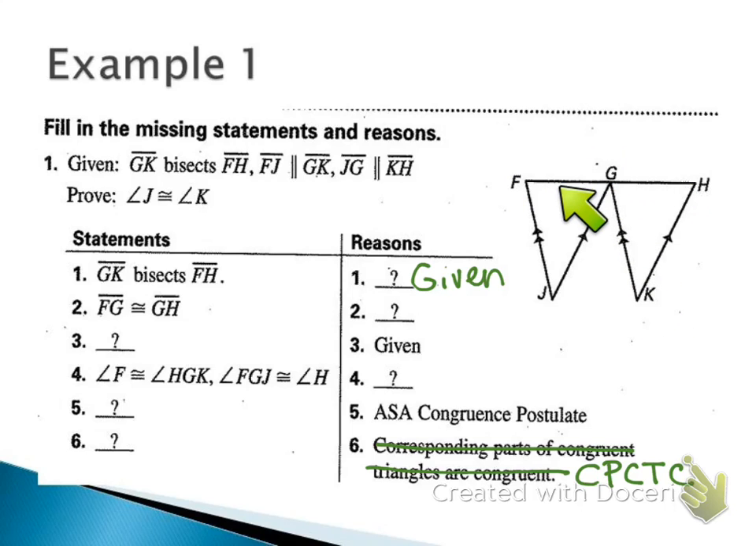Alright, the next step tells me that these 2 are congruent. Seems logical. So I'm going to go ahead and label those on my diagram just to help me out in the future. And the reason is that we had a bisector. So this is the definition of bisect. Bisect means to create 2 congruent segments.